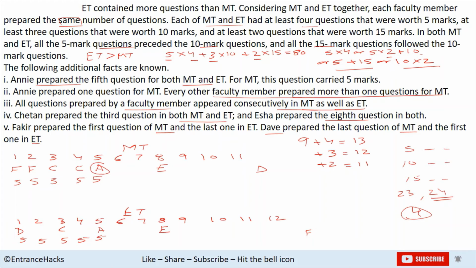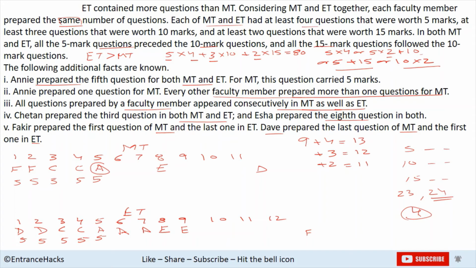So we see C's questions third and fourth here, which are appearing consecutively. So D's question should also appear consecutively, right? Now A, total 4 questions would be, 1 is here, 3 would be here, right? Now E's consecutive would be here, since it is more than 1 for MT, and 2 has come here, so 1 question would be here.